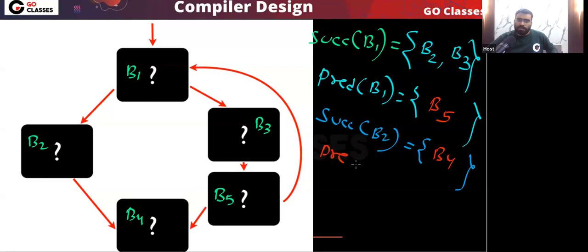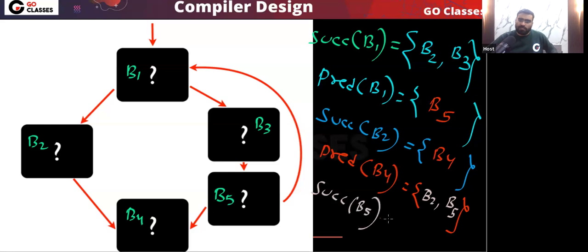Okay, what is the predecessor of B4? The predecessor of B4 will be B2, B5. And the successor of B5? The successor of B5 will be B4, B1. Okay, I hope you understood.